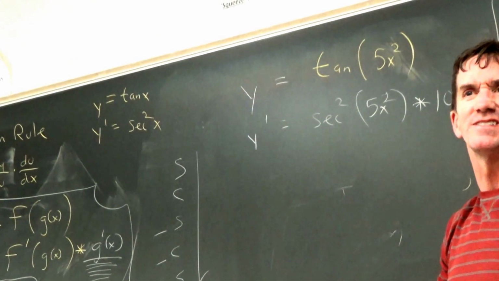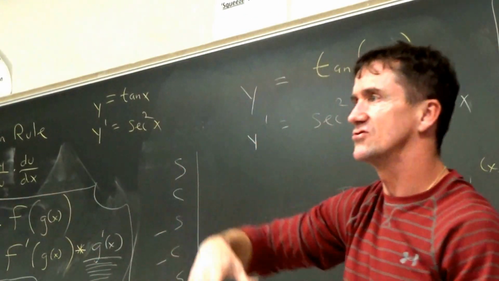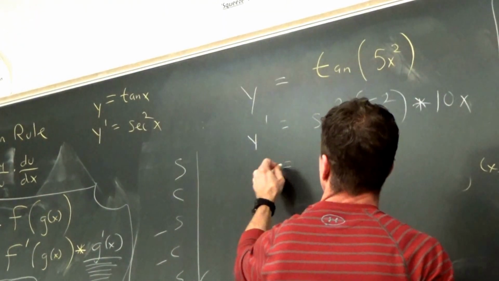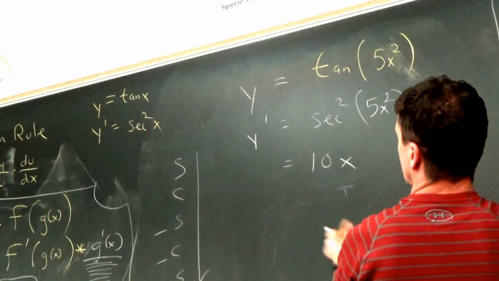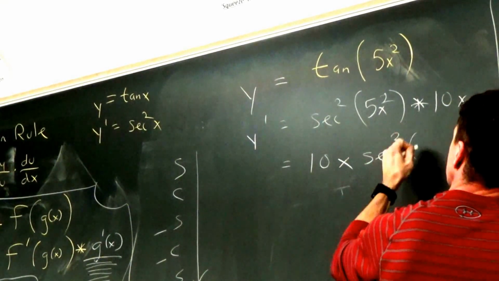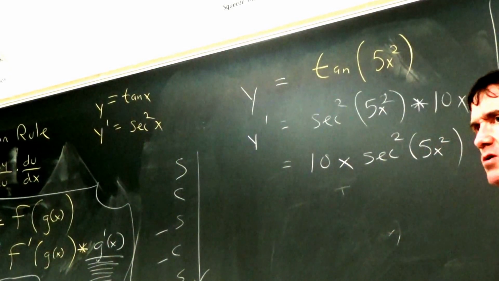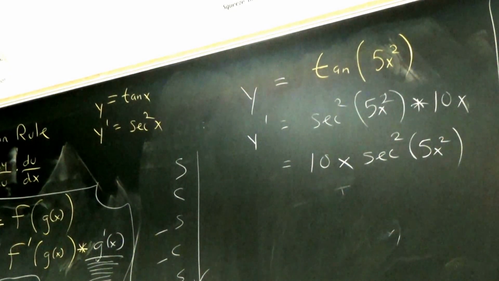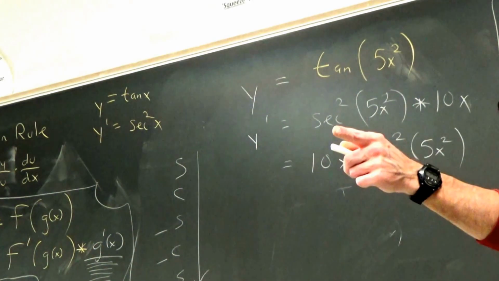Now, what's a good way to write this? It's always good to put the coefficient and the letter x before that trig function. You did the power rule inside the parentheses. So I'm going to write it as 10 times x times secant squared of 5x squared. Am I okay with that? Yeah, you just did the power rule inside the parentheses. That's right. Okay. There you go.